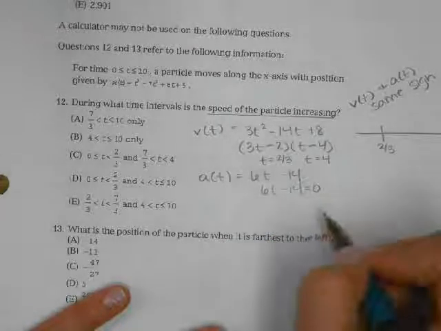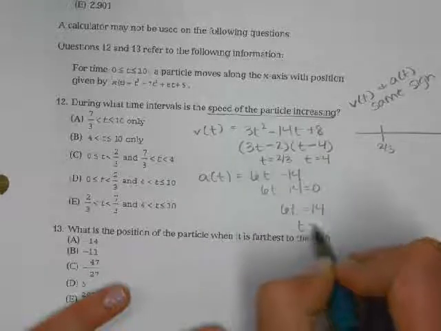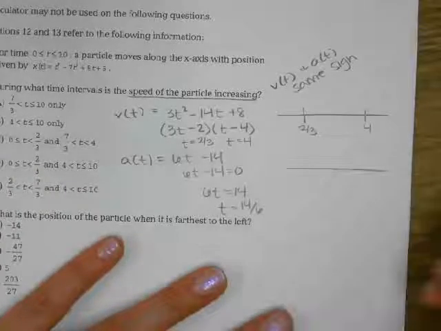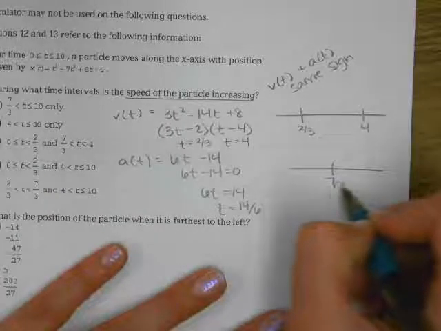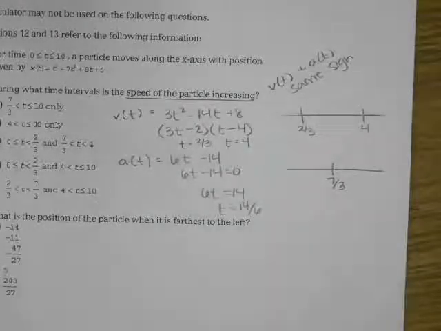I'll add the 14 to the other side. I'll divide by 6. And 14 over 6 can be simplified. You can divide the top and the bottom by 2, so that gives me 7/3. All right, so now I need to figure out my signs.